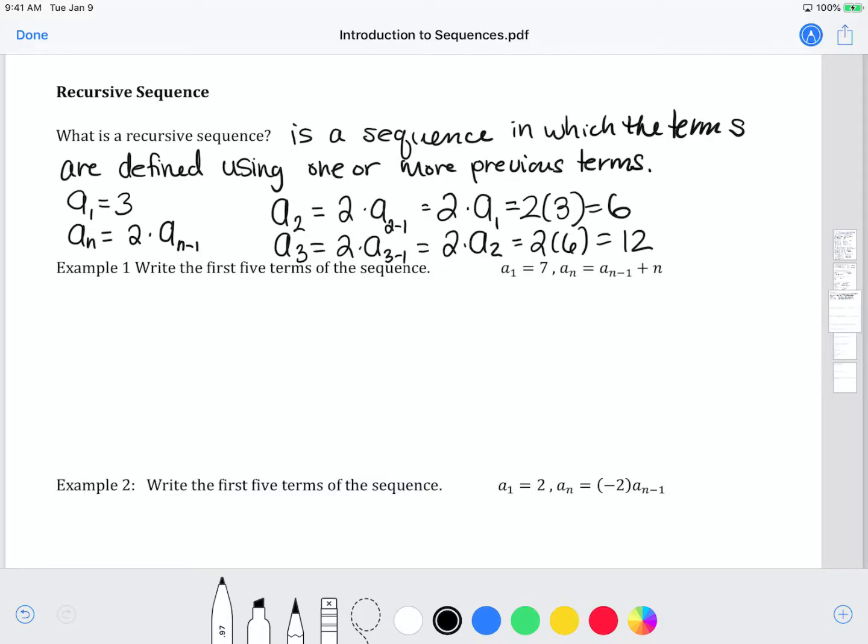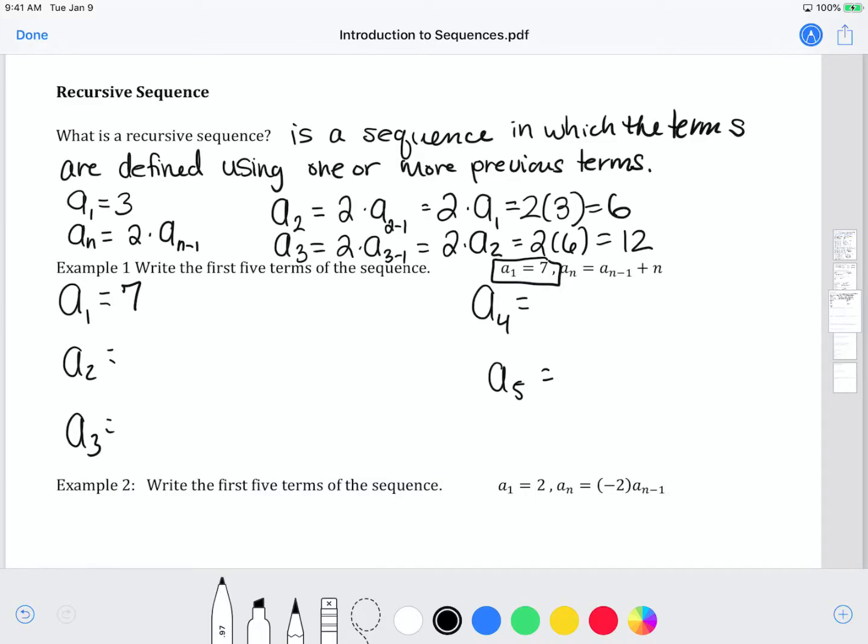Now, let's look at example 1. It says we're going to list the first 5 terms of the sequence. They tell us that A1 is 7. That's given to us. And with a recursive sequence, the author of the question has to give us at least the first term. Sometimes there's more than one term used.